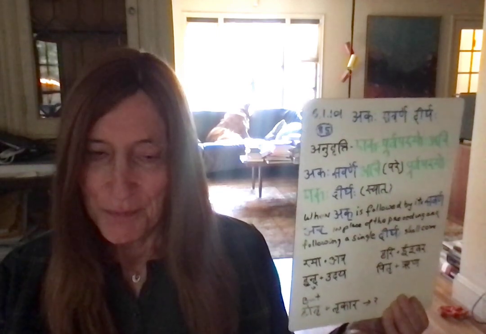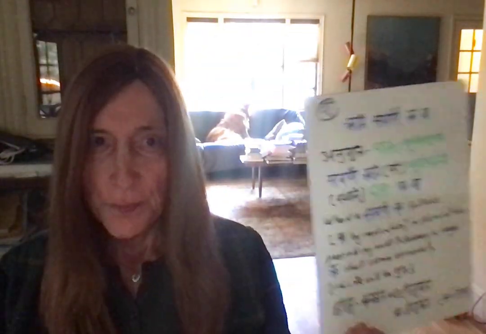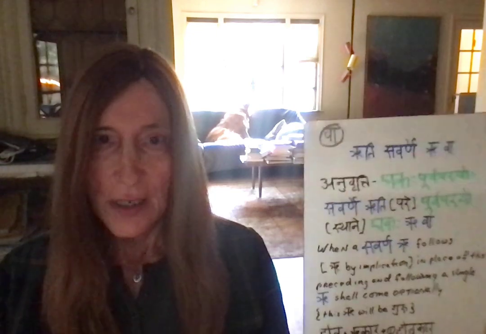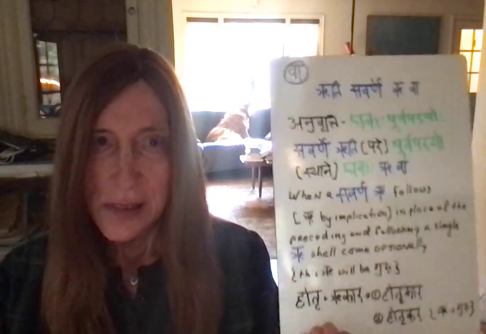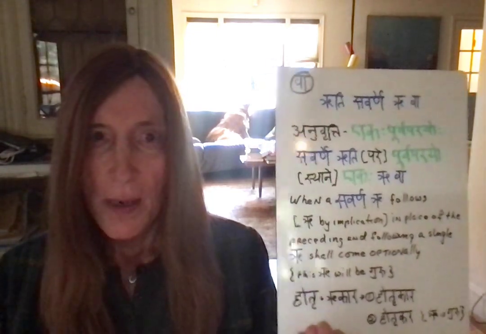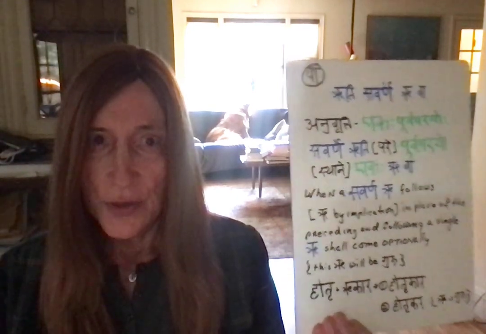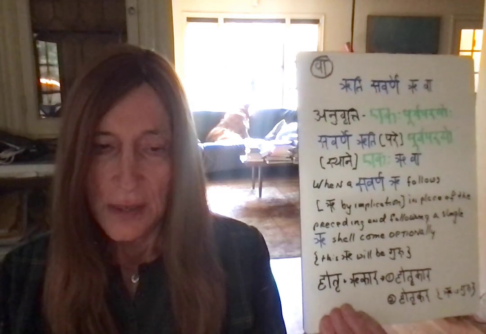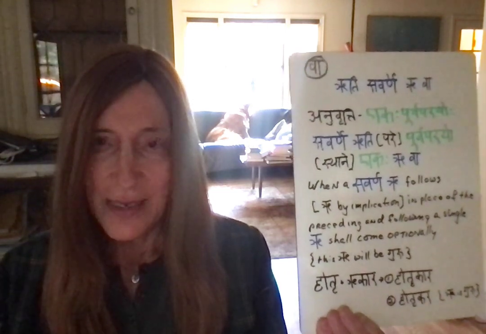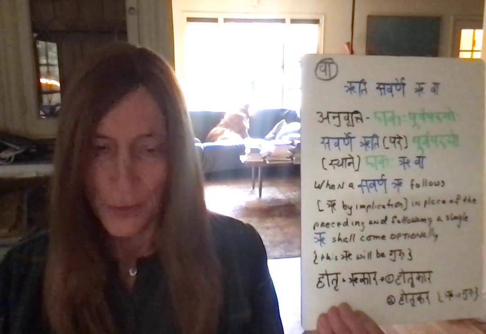Akasavarne Dirgaha. Now, that sutra is followed in the tradition, we can say, by two widely accepted Vartikas. Okay, here we go. The first is Rti Savarne Rurva. The Anuvrti, again, Ekaha Purva Parayoho.